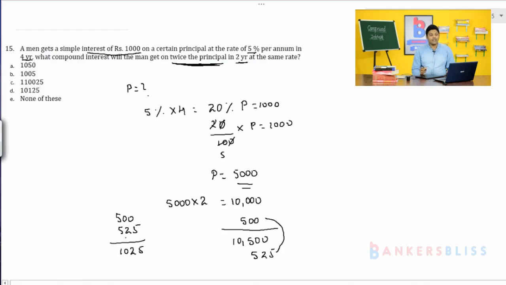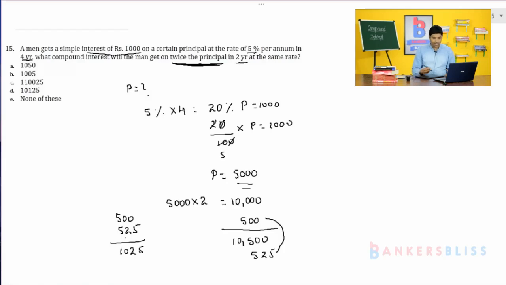Very simple. You calculate the principal amount with the help of the simple interest. We got the principal amount as 5000 and they are telling that twice the principal amount. So you have to double the principal amount. So it will be 10,000. So for that 5%, that is 500, it is going to become 10,500. Again 5%, it is going to become 525. So 500 plus 525, 1025.